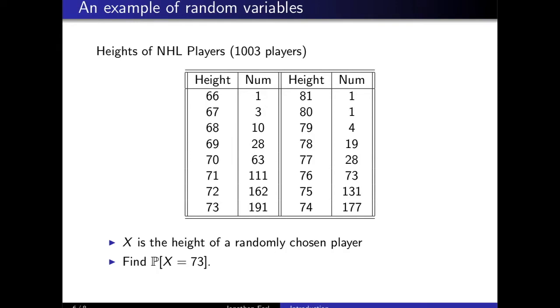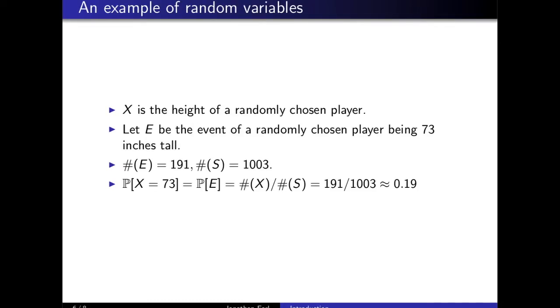So we want to find the probability that x is 73, or, if we wanted to talk about an event, we could say let E be the event that a randomly chosen player has height 73 inches. Well, from this, what we said is that there are 191 ways for this event E to occur. There are 191 players that are 6'1", 73 inches tall.